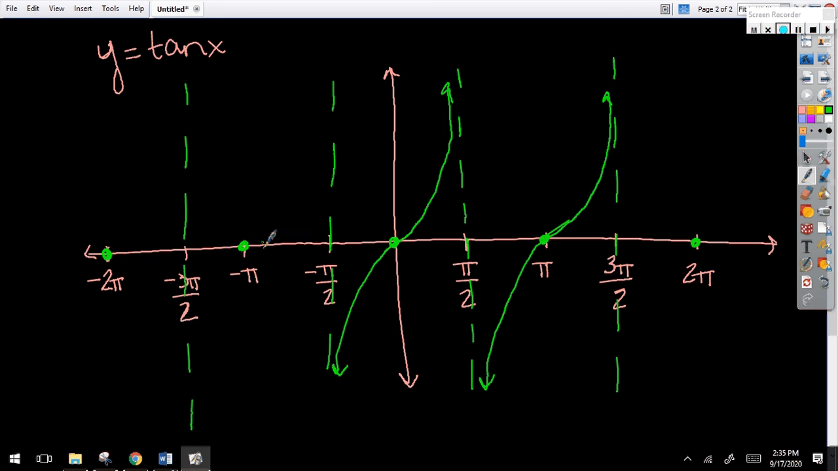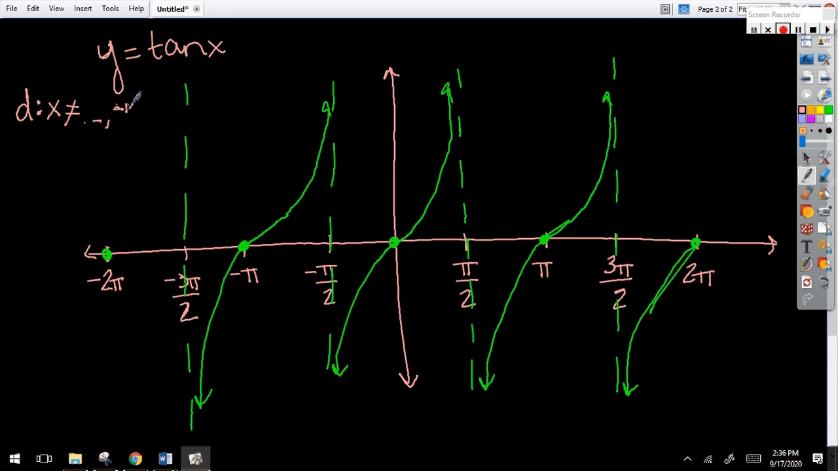All right. So here my domain is actually not what x can be, but what x cannot be. I'm going to write this as a sequence of numbers here. It cannot be negative pi over 2. It cannot be pi over 2. It cannot be 3 pi over 2, and so on and so forth. The range, however, is not restricted. Your range is negative infinity to infinity.